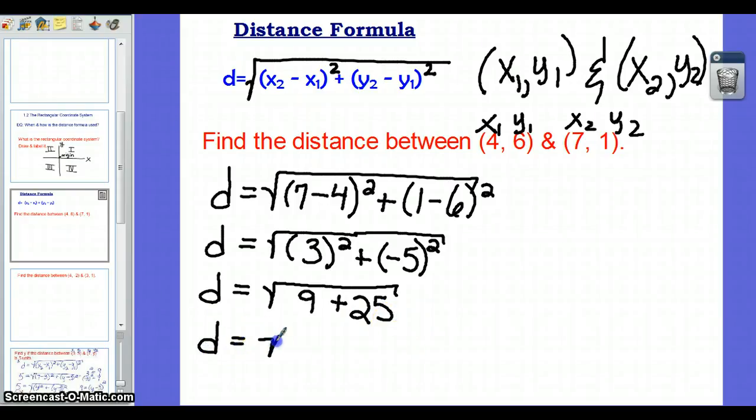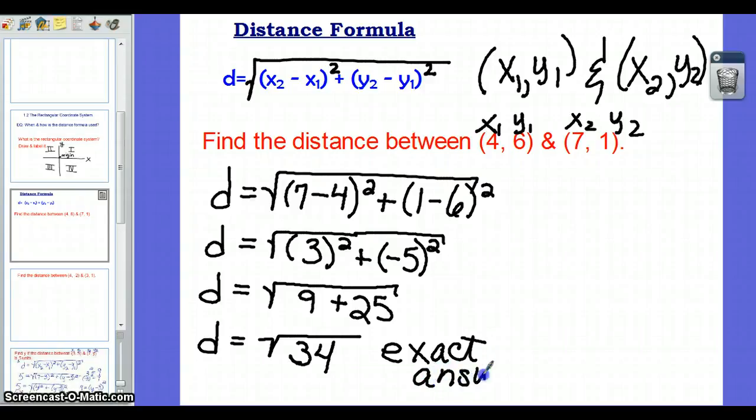Our next step will be adding. 9 plus 25 is 34. Now, the square root of 34, that is not a perfect square. So if we could, we would simplify it, but this one does not. As we have it written here, this is our exact answer. If we wanted to get an approximation, we could type it into a calculator. The square root of 34 is the way we will leave our answer for this unit. So that is our exact answer.